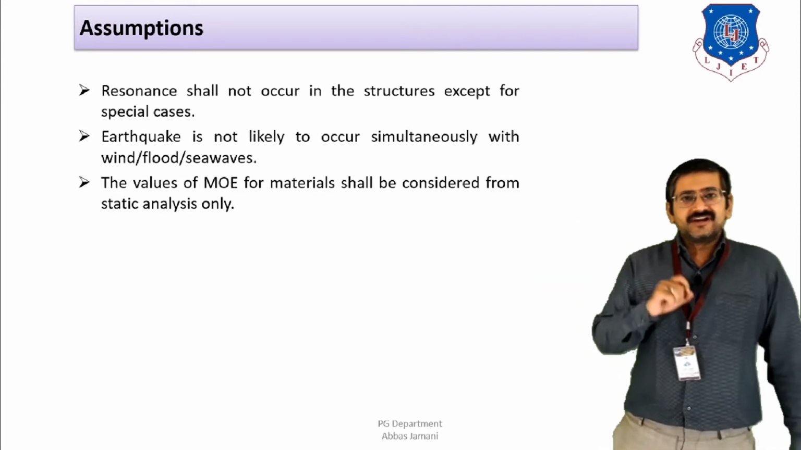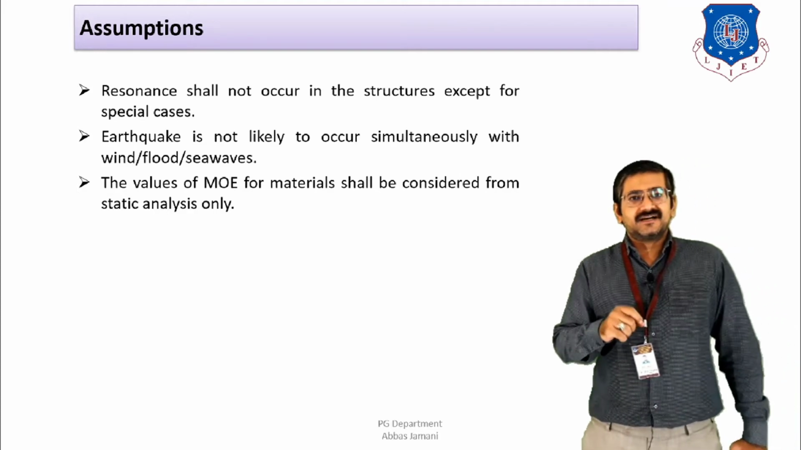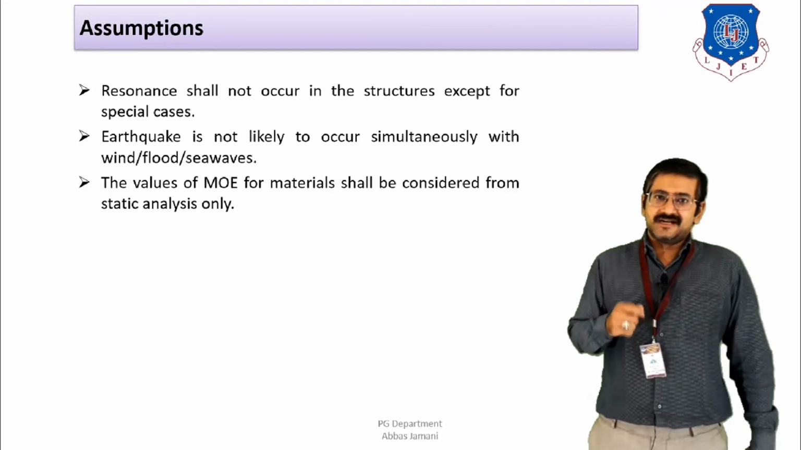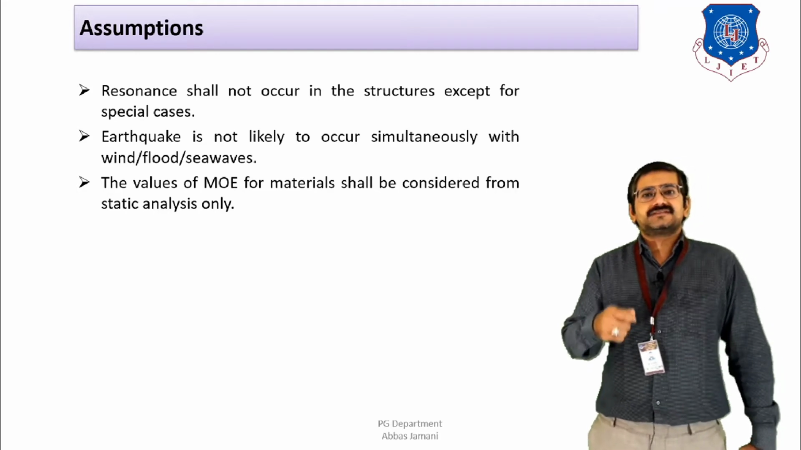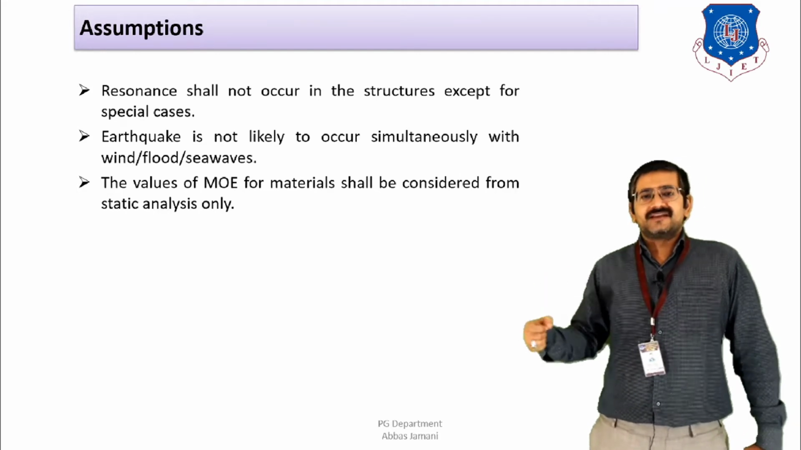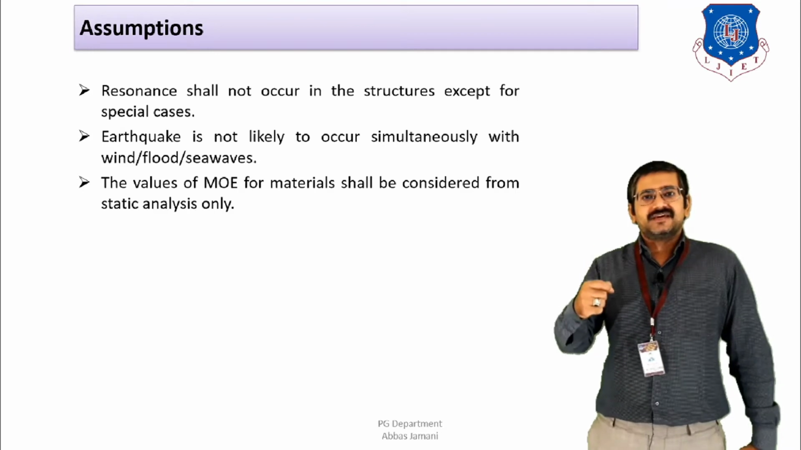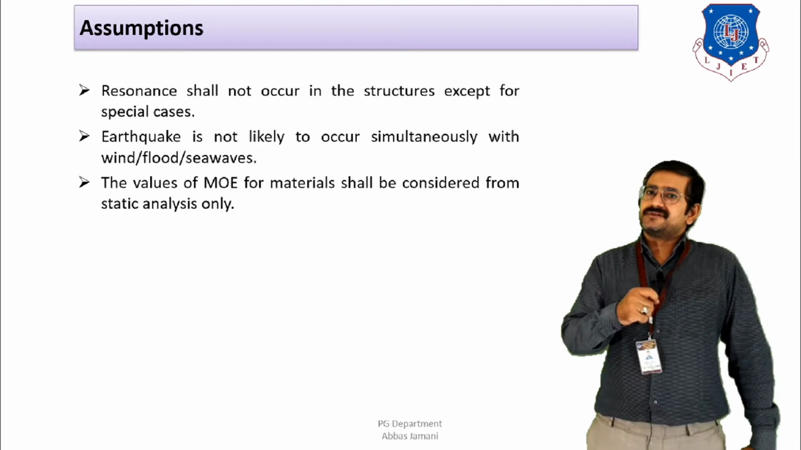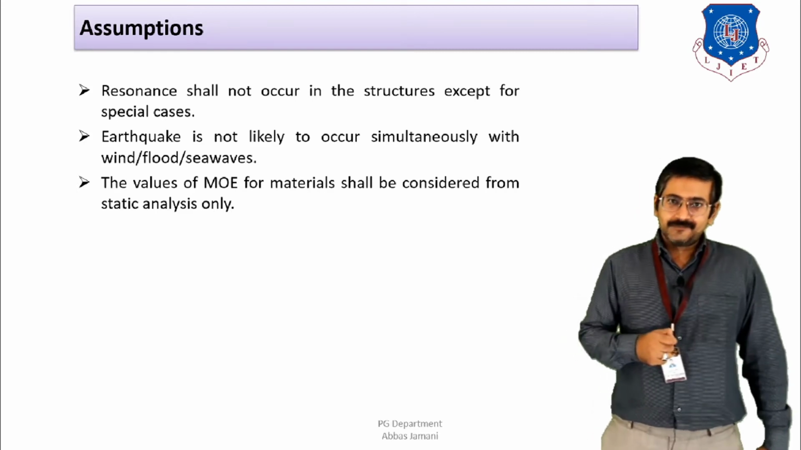So the code is telling that whenever the earthquake forces are considered, the simultaneous other lateral forces should not be considered. That is, you can have individual load combinations for earthquake, for wind, for crane, but a combination where earthquake is also there and crane is also there, or earthquake is also there and wind is also there, that is not permitted or suggested by the Indian standard over here.